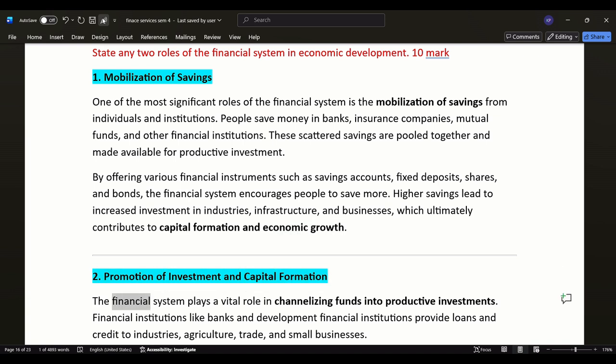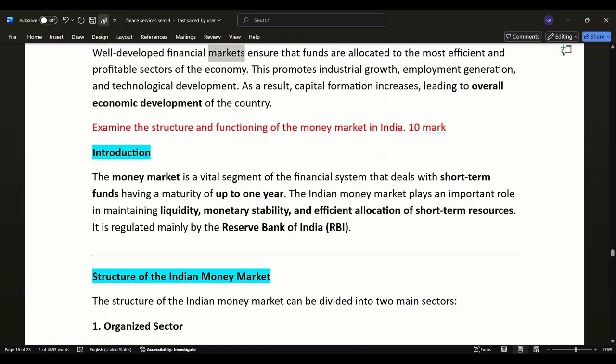The financial system plays a vital role in channelizing funds into productive investments. Financial institutions like banks and development financial institutions provide loans and credit to industries, agriculture, trade, and small businesses. Well-developed financial markets ensure that funds are allocated to the most efficient and profitable sectors of the economy. This promotes industrial growth, employment generation, and technological development. As a result, capital formation increases, leading to overall economic development of the country.